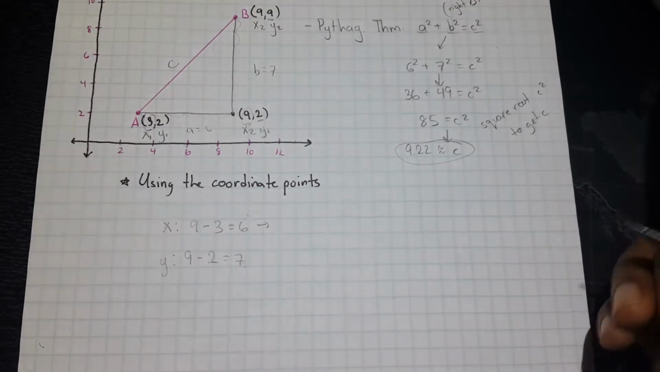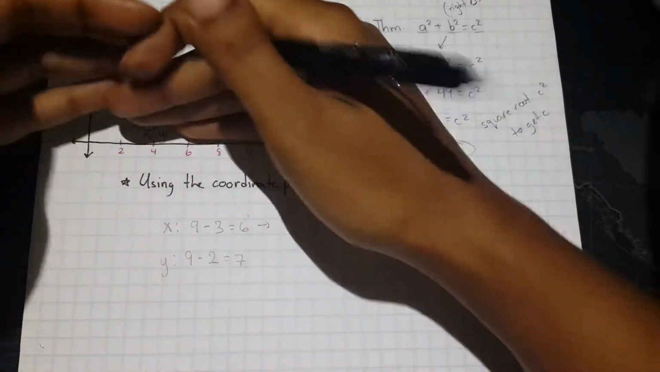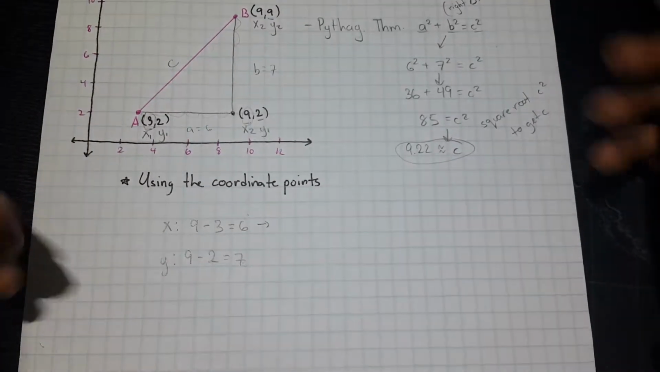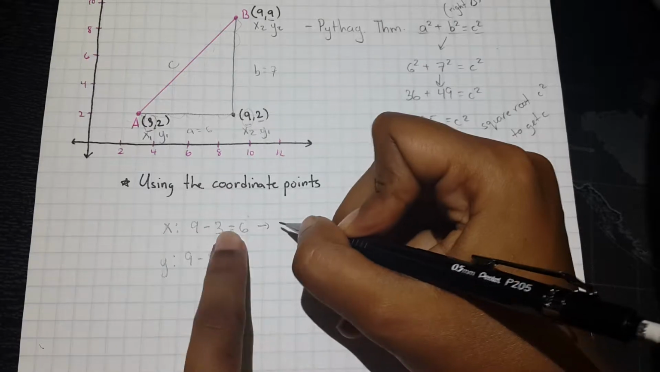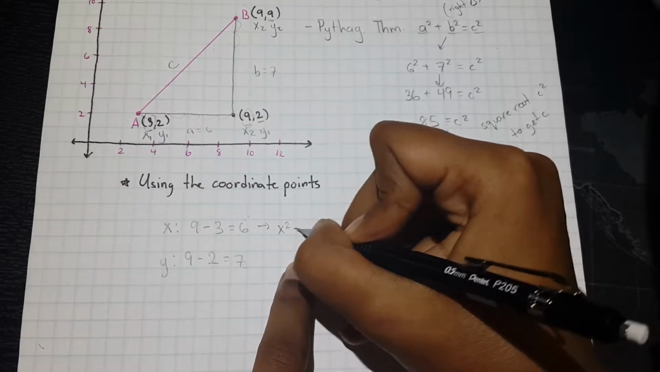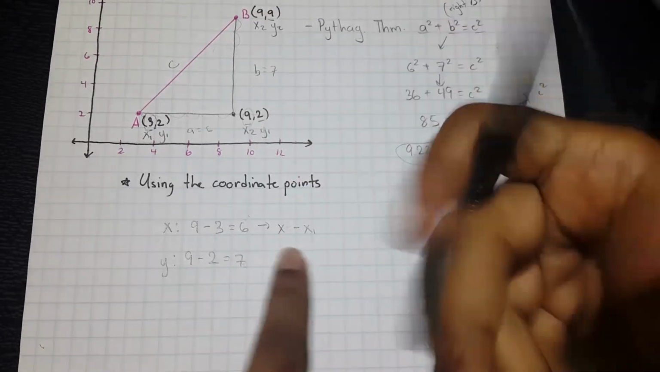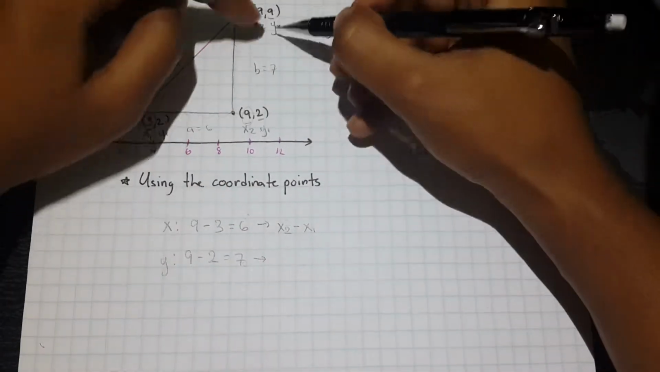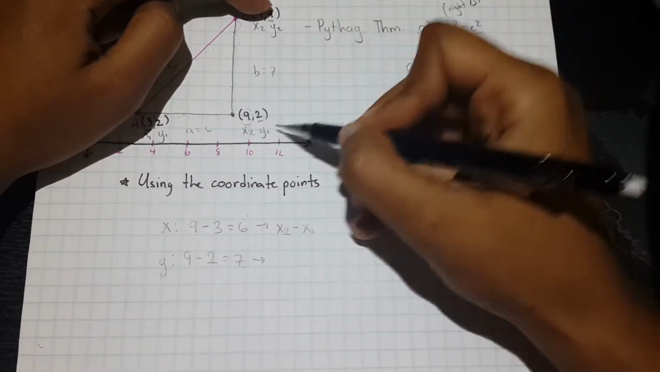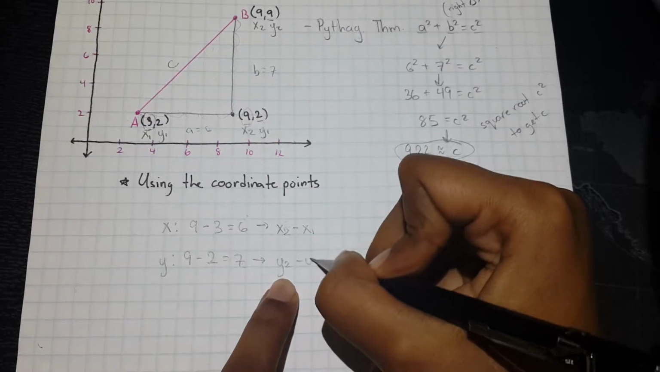So in a general scenario, in any coordinate points that are given, if we're ever trying to find the length of the horizontal part of our right triangle, we just need to do x2 minus x1, the 9 minus 3. So x2 minus x1. Main mistake here, don't ever write it like this, always put it as a subscript. Same concept for the y's. We're going to do y2 minus y1, 9 minus 2, y2 minus y1.